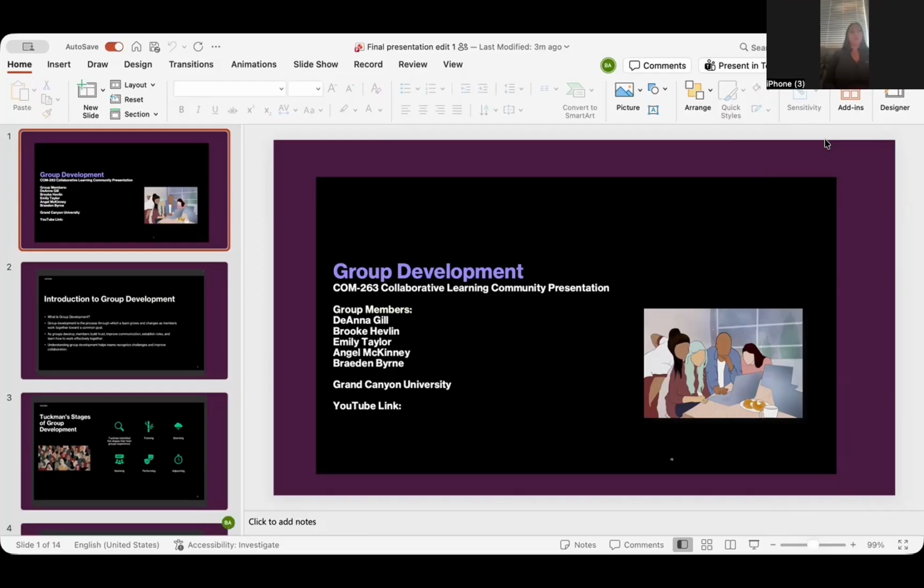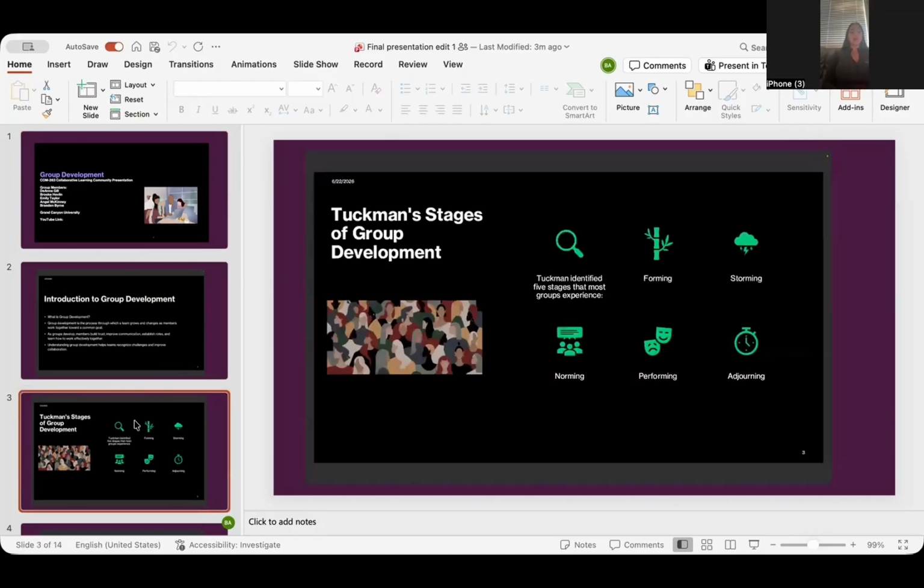Why group development is important in communication and teamwork. Benefits of understanding group development: improves communication among team members, helps groups manage conflict in a productive way, encourages trust and collaboration, clarifies roles and responsibilities, increases overall team effectiveness and productivity.